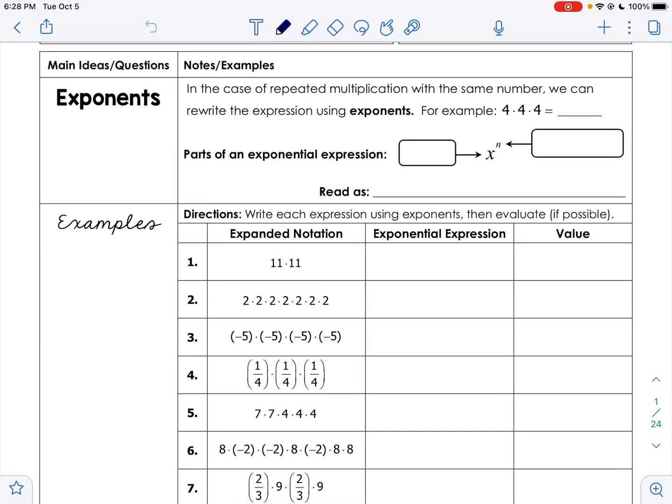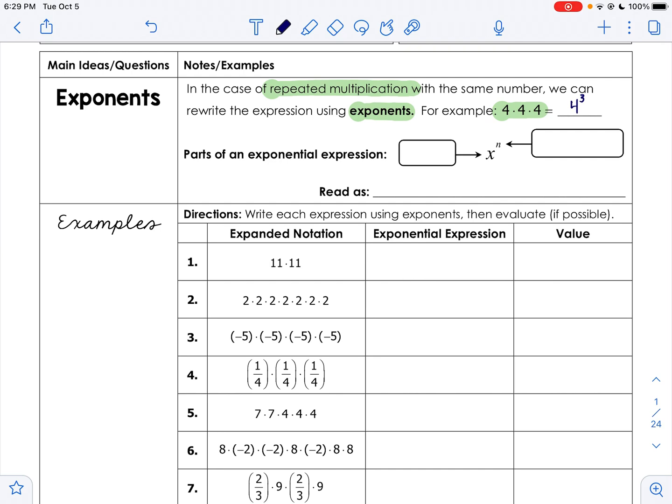In this lesson, we're going to talk about the basics of exponents. When we have exponents, it's just a case of repeated multiplication with the same number. We can rewrite the expression with exponents. For example, the repeated multiplication 4 times 4 times 4 can be rewritten as 4 to the third power.